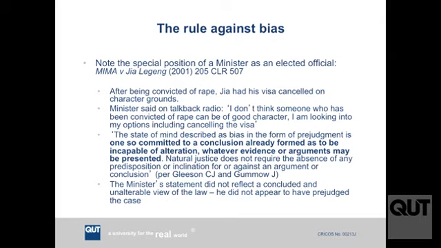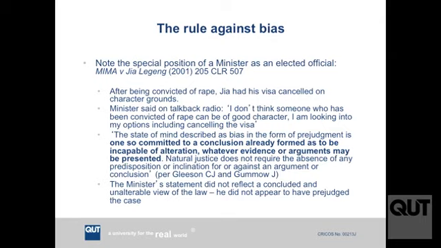Then the minister cancelled Jar's visa and declared him to be an excluded person, and Jar brought a case to say that the minister was biased against him. The matter was heard before the High Court and concerned review for both actual and apprehended bias.